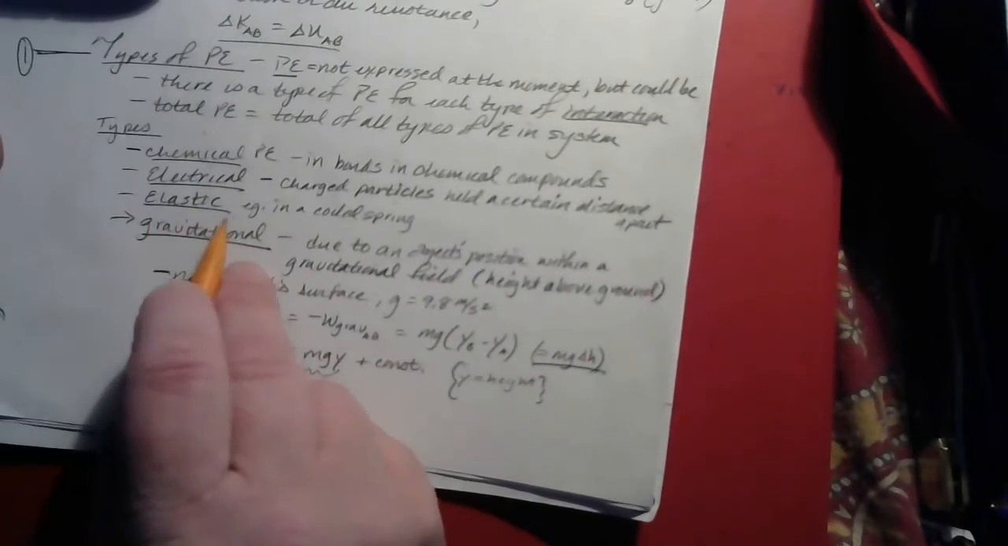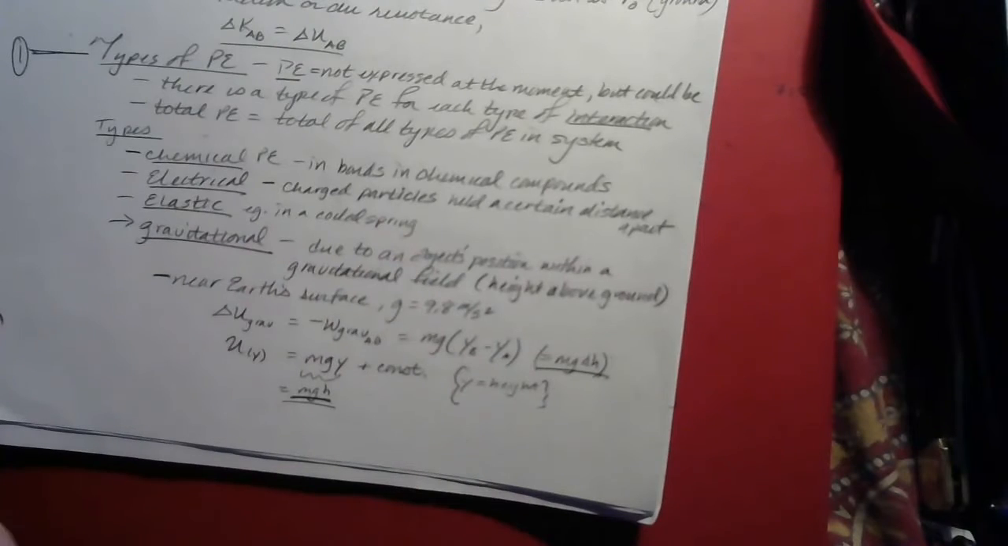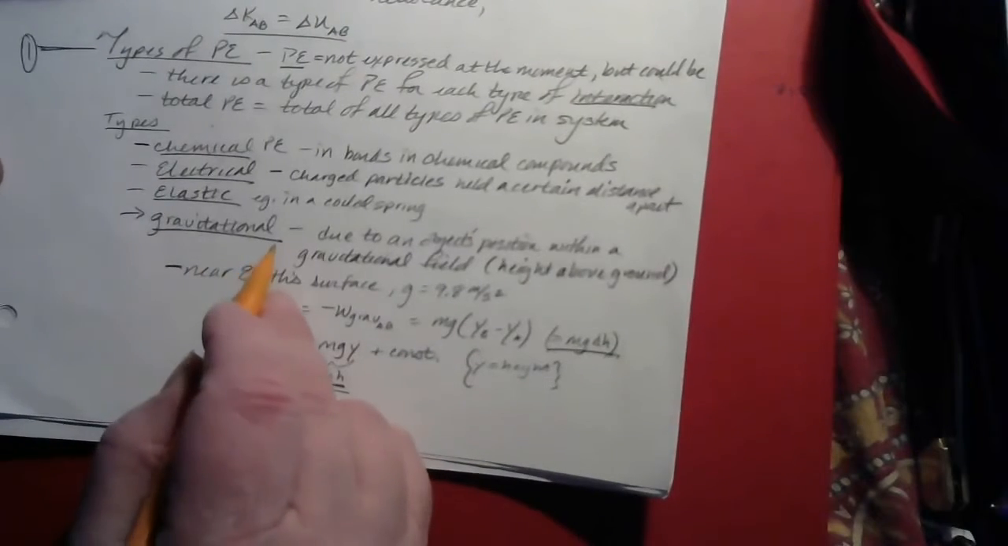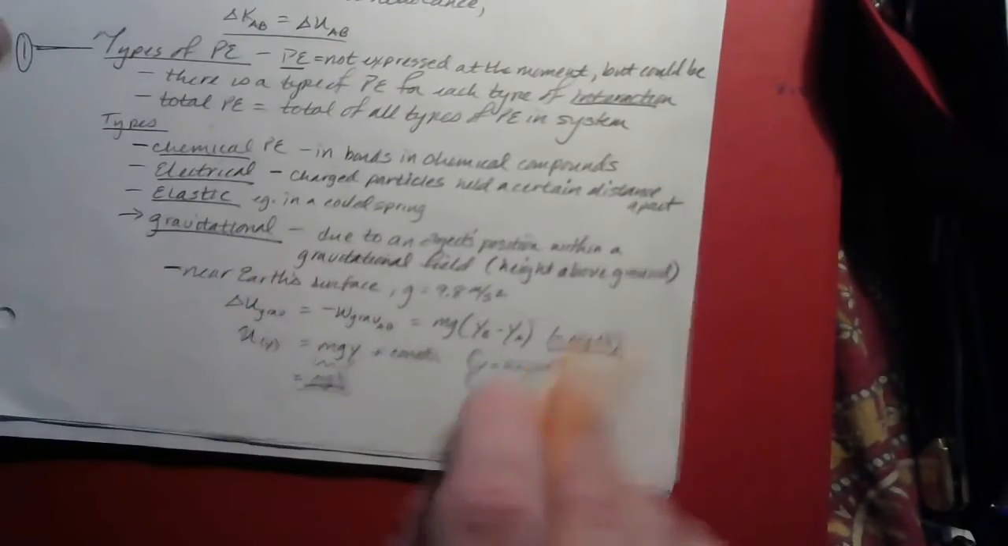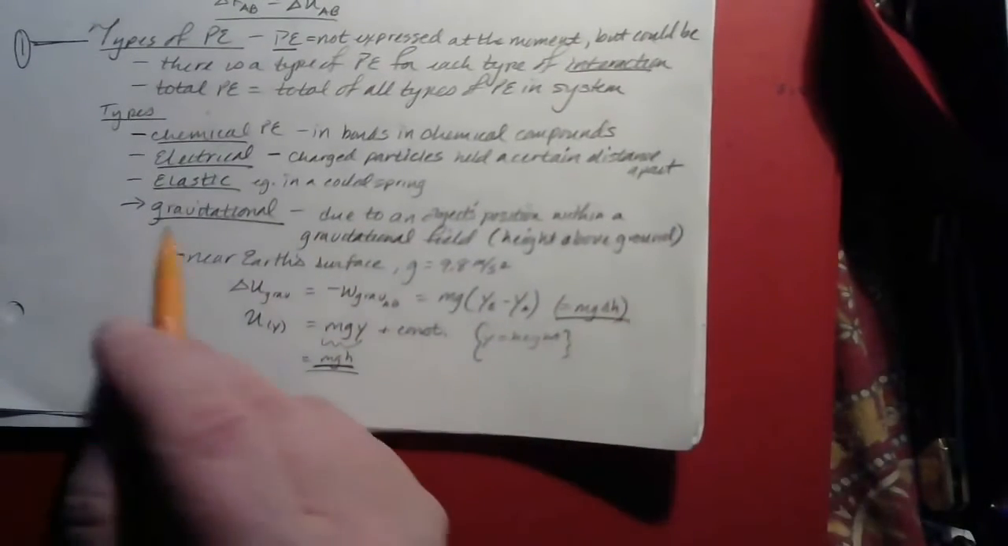There's elastic potential energy. That's the kind of potential energy you would have in a coiled up spring. It can do work at some point in the future, but it's not doing any right now. And there's gravitational potential energy. That's the one that we're going to be most concerned about here.